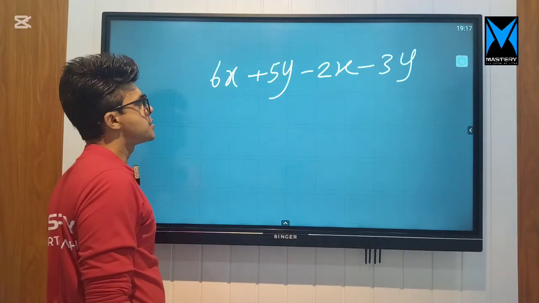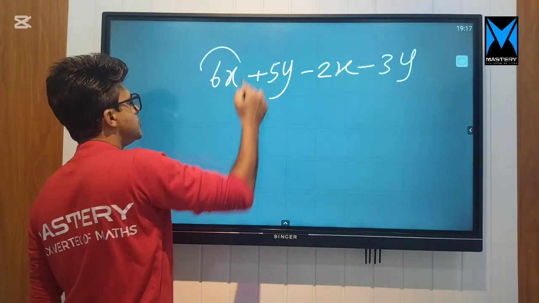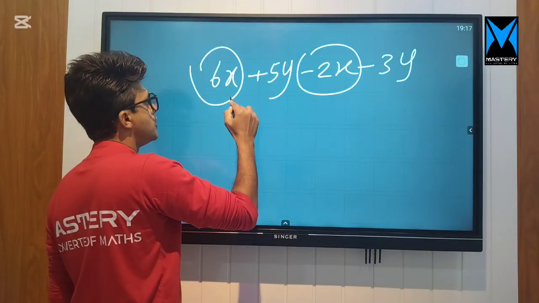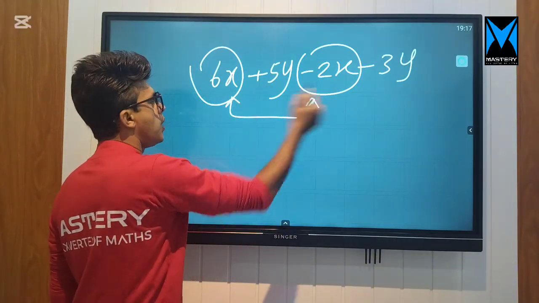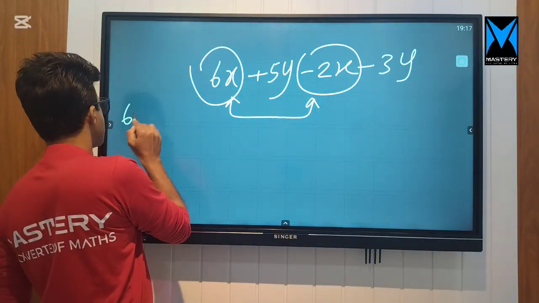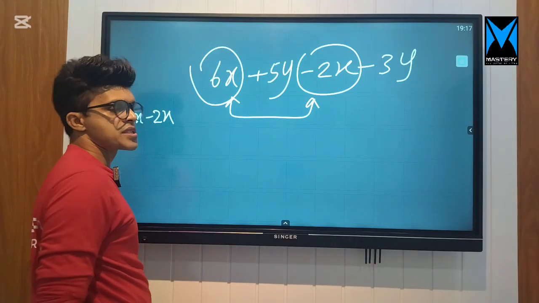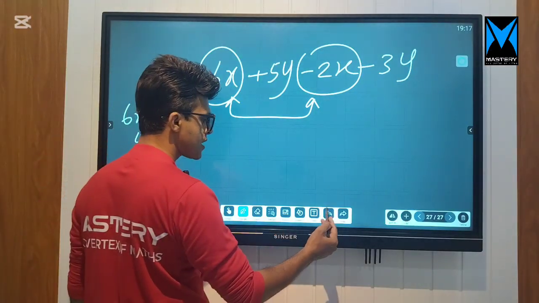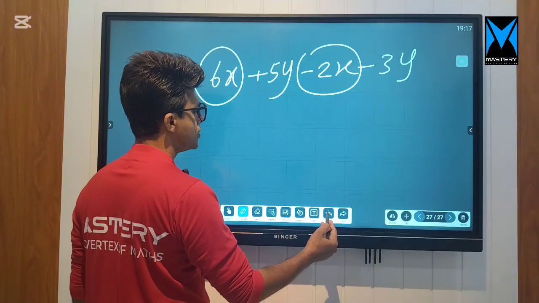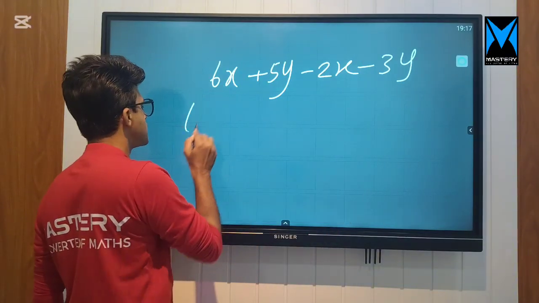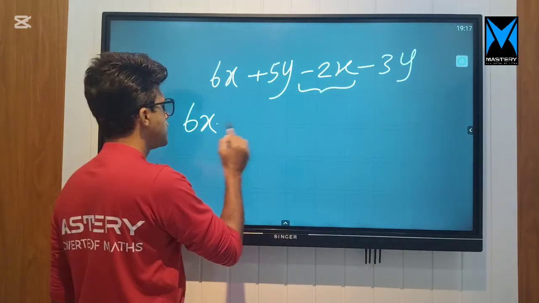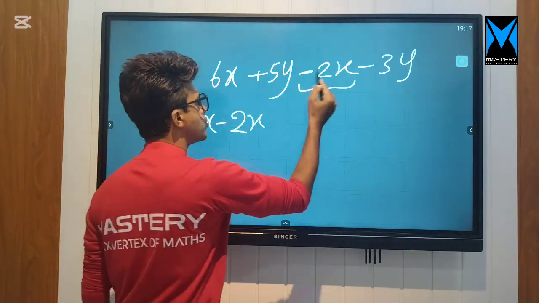Like terms can be simplified first. This one and this one can be simplified first. Then 6x minus 2x can be simplified first. 6x minus 2x is 4x. But anyway, my suggestion is to write these terms first in this way. 6x minus 2x. Don't forget minus 2x.